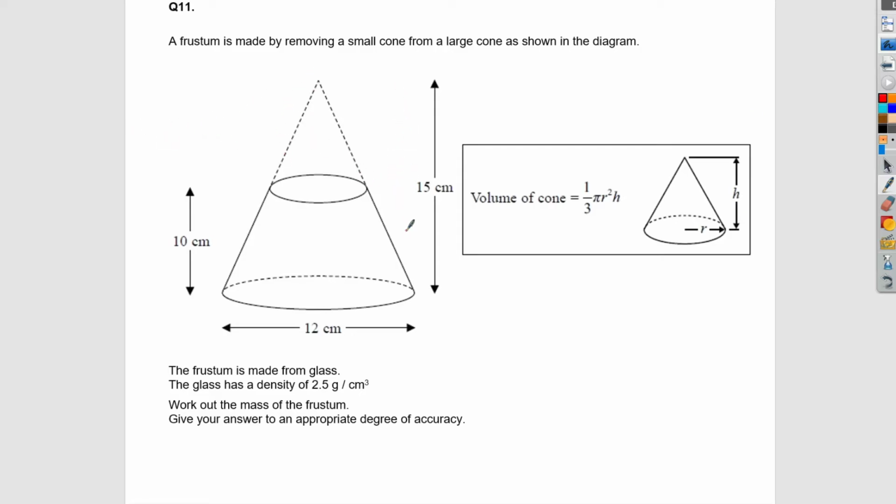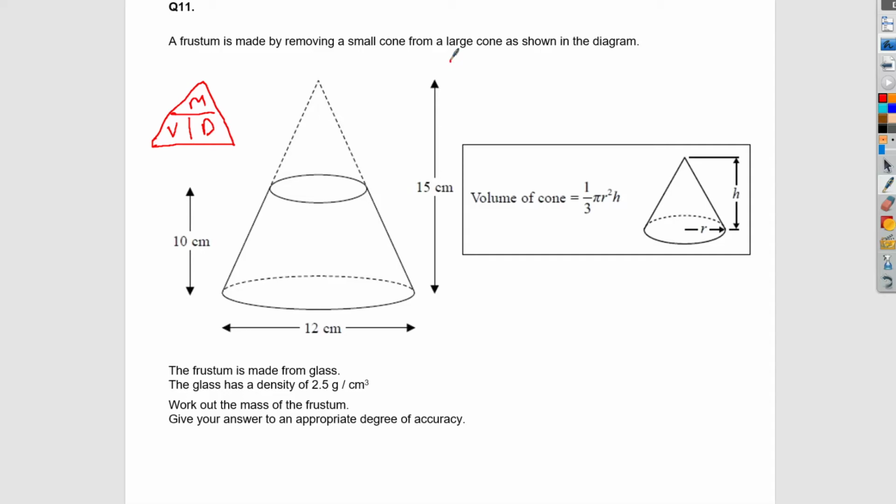So what we need to work out is the mass. Again, M, V, and D. So mass is equal to volume times density. We've been given the density, we can work out the volume, and then we can work out the mass of the frustum. Before we do this, let's work out the volume of the full cone first.